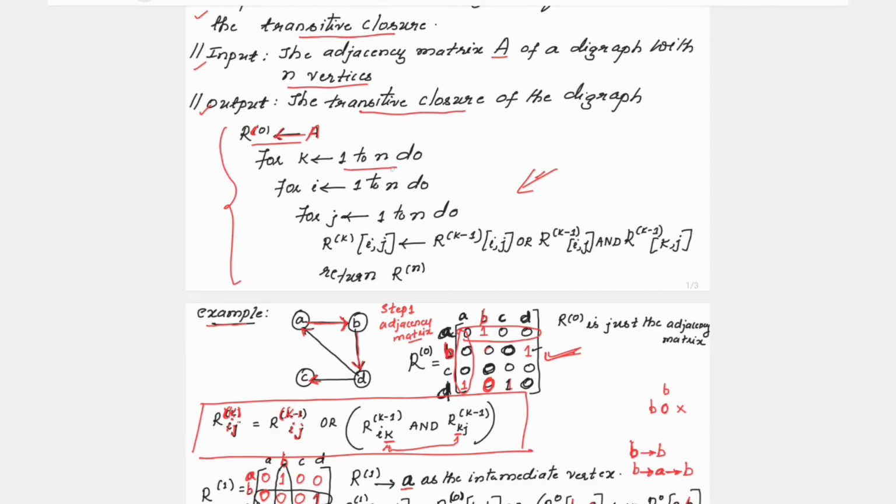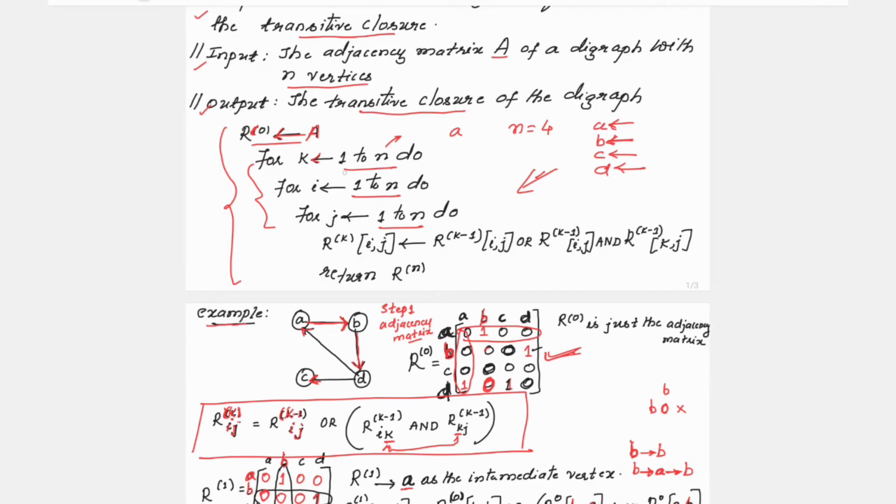Then for K 1 to N, for I 1 to N, for J 1 to N. So these three for loops we are using here. For K 1 to N, because K is the intermediate vertex, we have to cover all the intermediate vertices. Here N is equal to 4. We have 4 vertices in the given graph. So in our example, N equal to 4, because we have 4 vertices in the given graph A, B, C, D. So K value 1 to N, we have considered the intermediate vertex. First time A, second time B, third time C, and fourth time D.